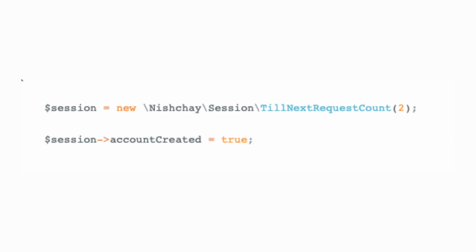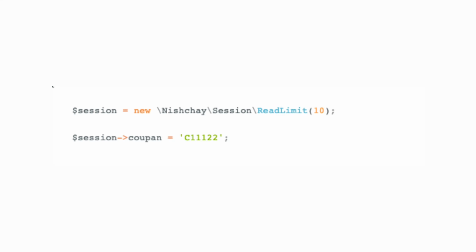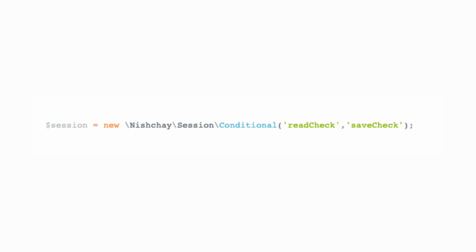Session. Nishchay have various types of sessions like till next request count, which expires after given number of requests. Read limit, which destroys on its own once defined read limit is reached. There are other sessions like conditional, scope, context and more.